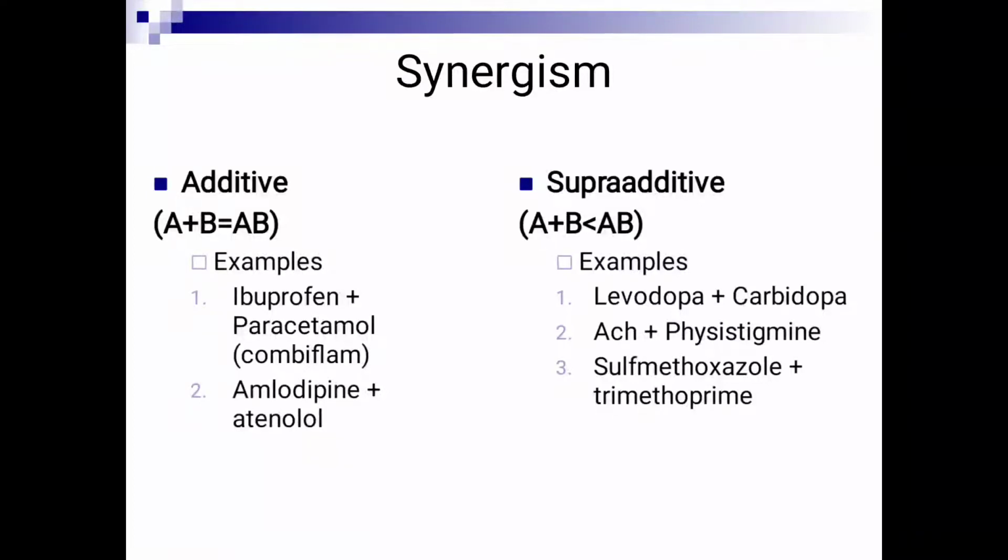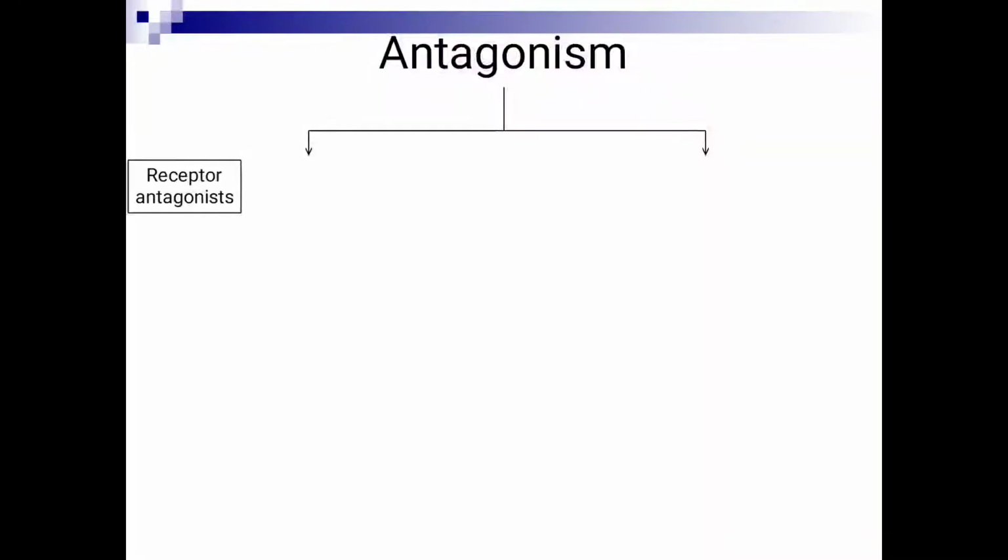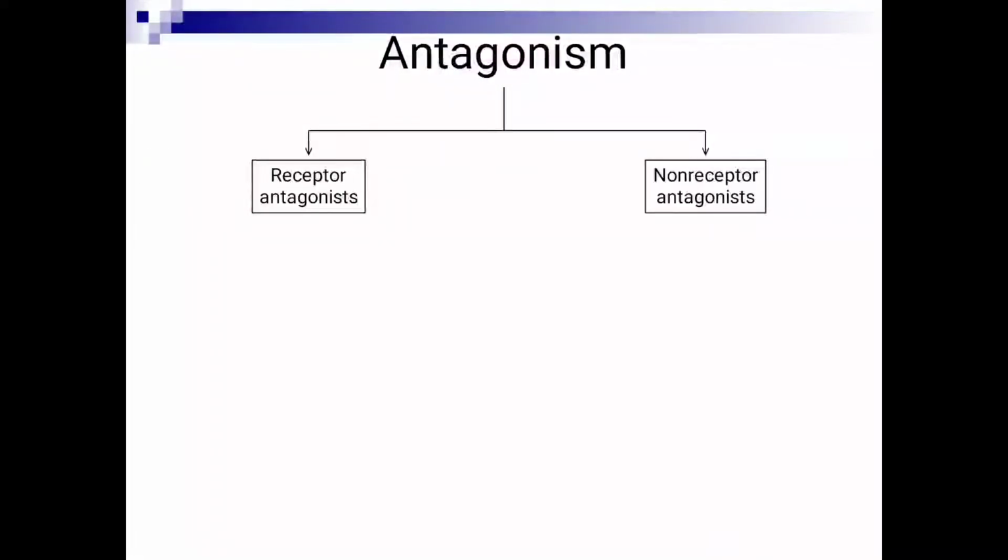So in synergism there can be additive and super additive. Additive means individual or combination produce the same effect, and super additive combination produces more effect than the individual drugs. So now antagonism. Antagonism can be receptor antagonism or non-receptor antagonism.